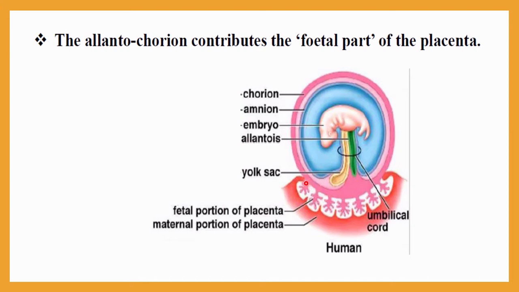The outermost layer is the chorion, which is pinkish in color. Near the uterine wall, you can see finger-like projections developed, and these are called chorionic villi. Why are they called chorionic villi? Because they develop from the chorionic layer. So this is the chorion and this is the chorionic villi. And innermost, you can see this bluish region is the amnion. It is a fluid.